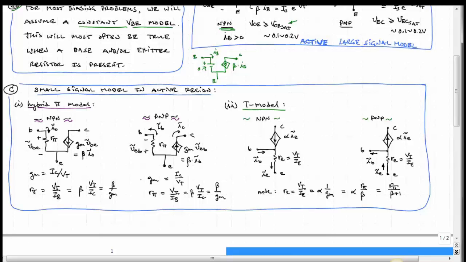Now GM is the transconductance of the transistor, and it relates the collector current linearly to the base emitter voltage, and it is equal to the DC collector current divided by the thermal voltage. For a PNP transistor, it looks much the same. The only difference is that our GM current orientation is reversed, and the controlling voltage is VEB instead of VBE.